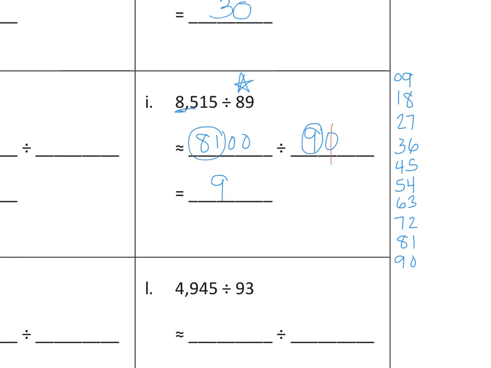Eliminate a 0 in 90, eliminate a 0 in 8,100. So our answer is 90.